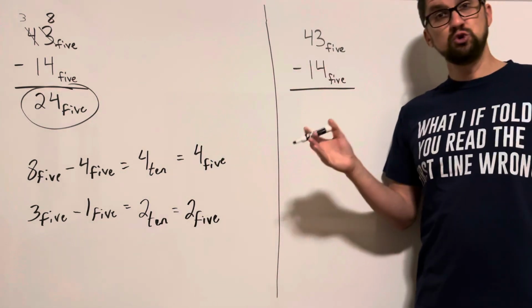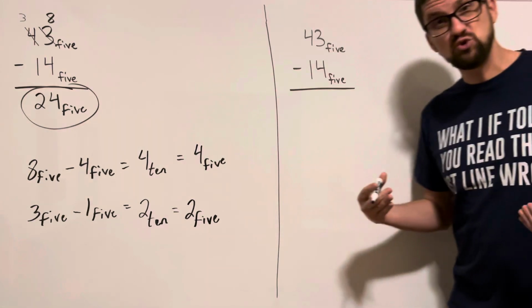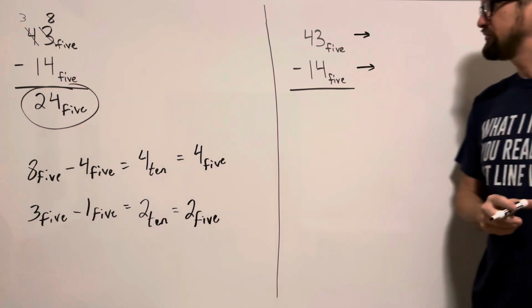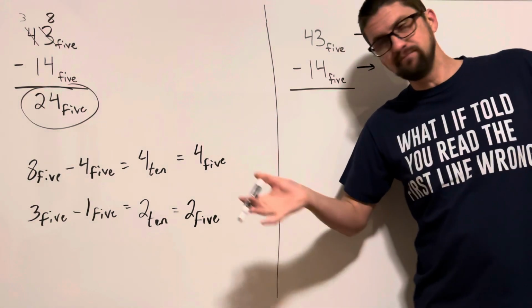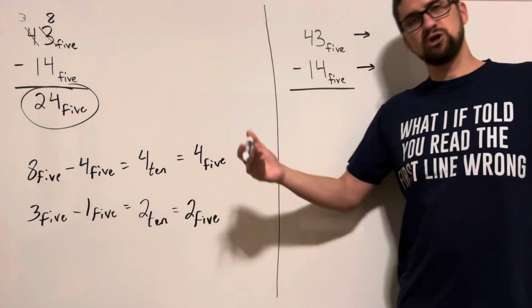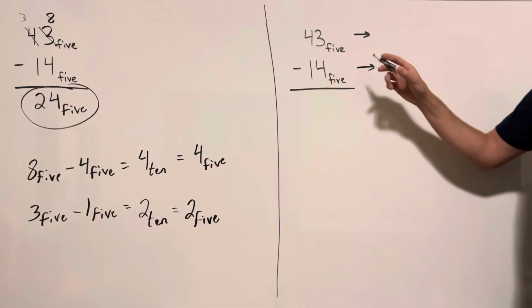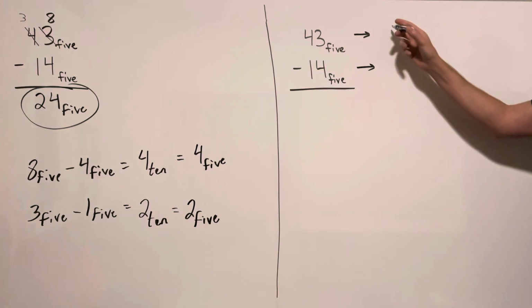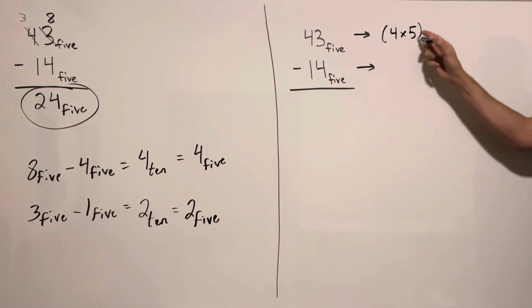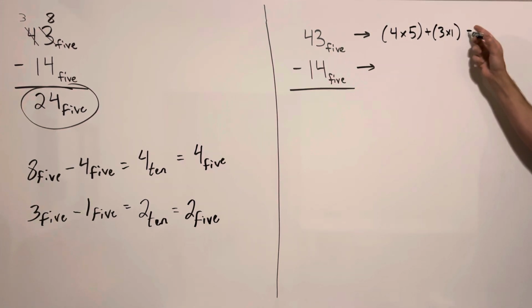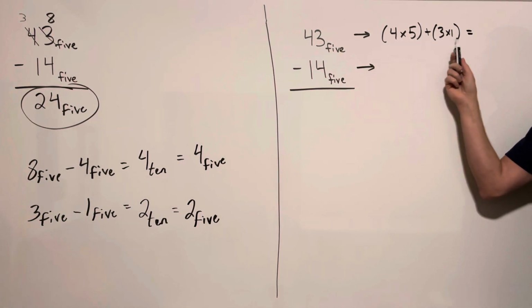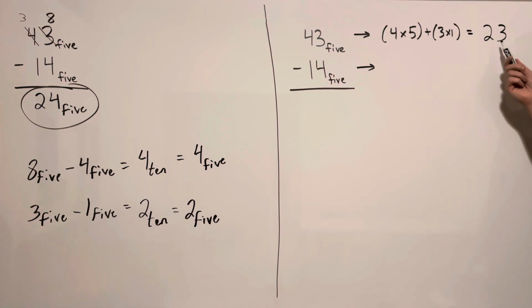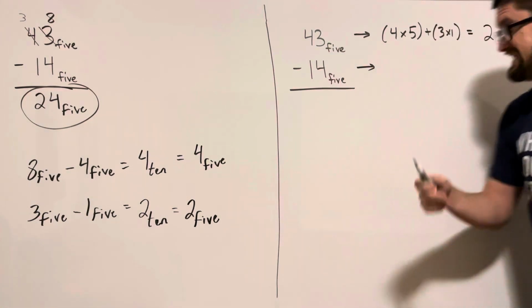Another way to do it is to convert the base 5 numbers into base 10 numbers. We can do that for both of these, and then subtract normally in base 10, and then at the end, convert it back to base 5. So if I start here, this means I have 4 groups of 5 and 3 groups of 1. So converting that to a base 10 number, I got 4 groups of 5, 3 groups of 1, that's 20 plus 3, that's 23. That is 4, 3 base 5 written as base 10, 23.